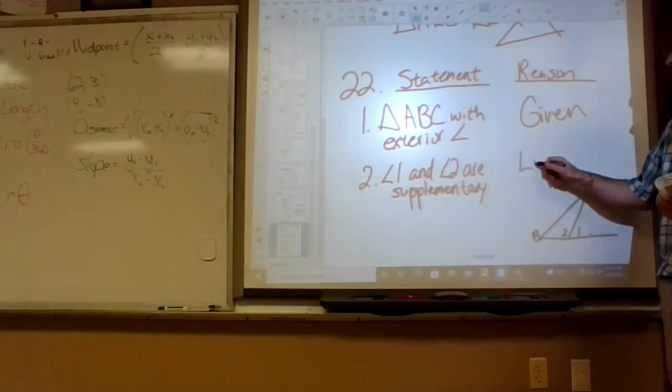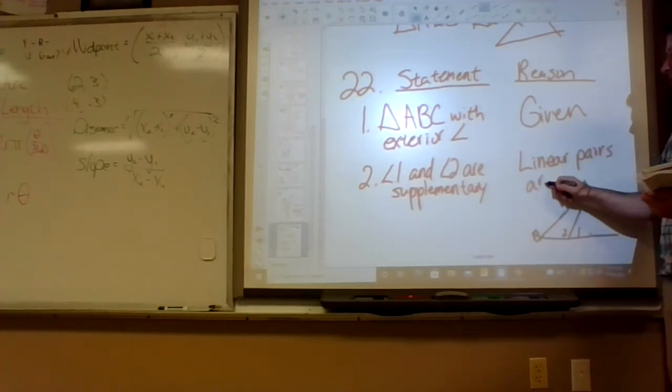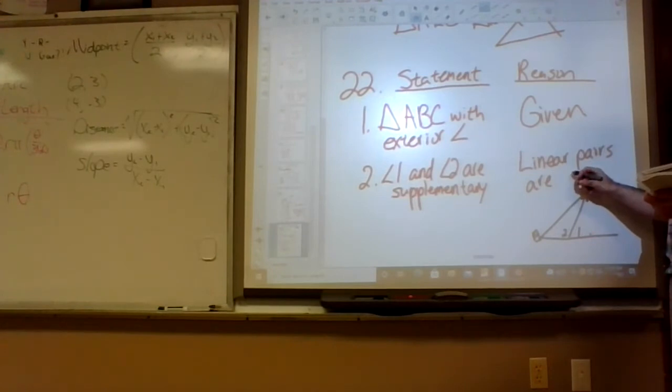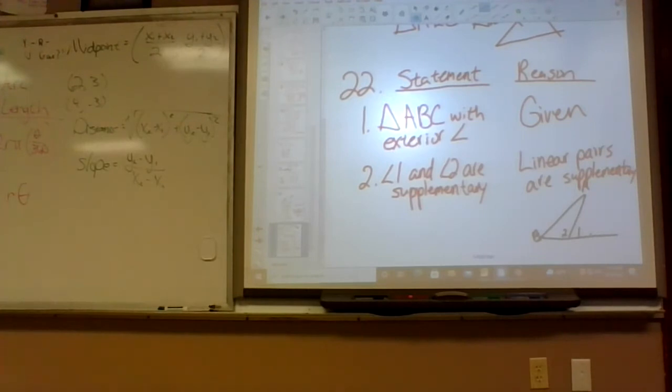Linear pairs are supplementary. That's a theorem. That might have been chapter 1 or 2 or something. We use that a lot, right? We always say it should add up to 180. We don't usually use the word linear pair though.